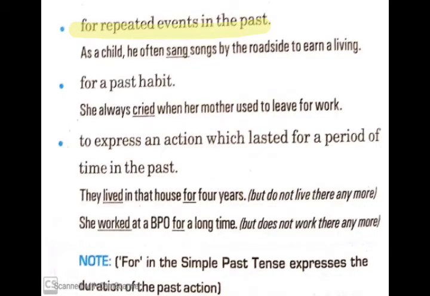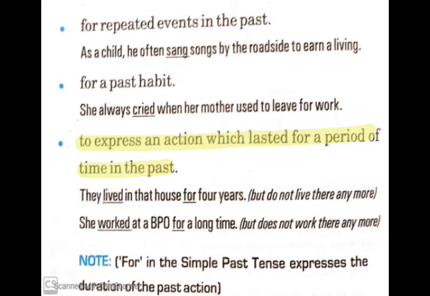Next is for repeated events in the past. If an event is repeating itself again and again in past. For example, as a child, he often sang songs by the roadside to earn a living. So it was a repeated action of past. Then we use simple past tense. Also for a past habit. If there is a habit of past, okay, then we use simple past tense. For example, she always cried when her mother used to leave for work. So it is a habit of past, it is not a habit of present. Then we use simple past tense.